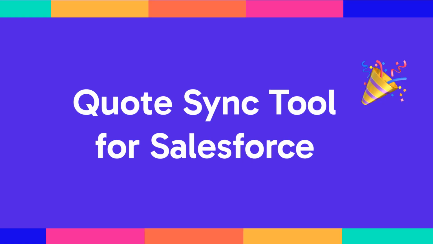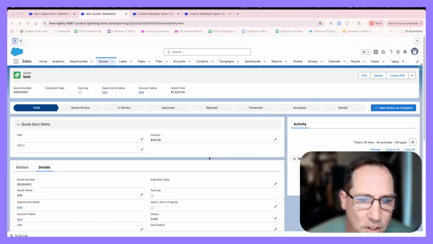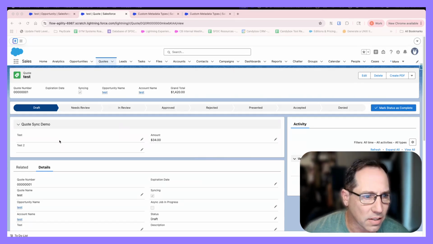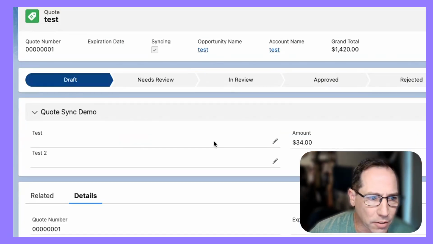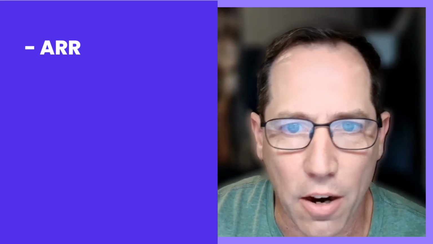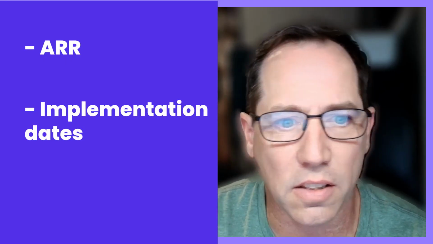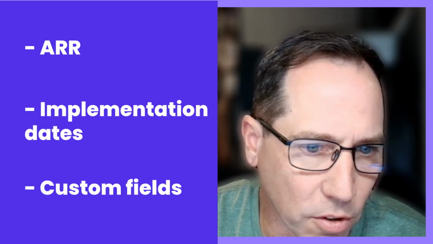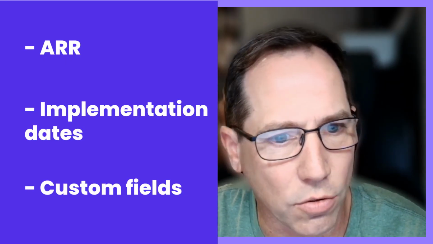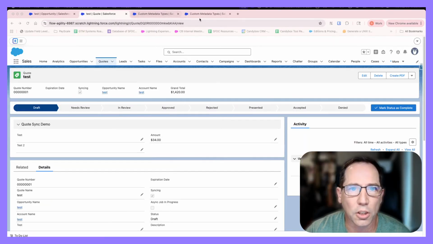Today I'm going to be giving you a quick look at our new custom quote sync tool. We created this to solve for the fact that Salesforce native quote sync does not sync custom fields that you rely on every day. Things like ARR, implementation dates, any type of custom field that you would expect to sync over whenever you initiate a sync. That doesn't happen natively out of the box.